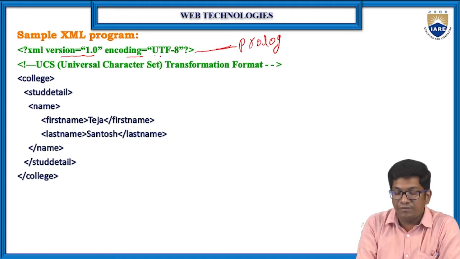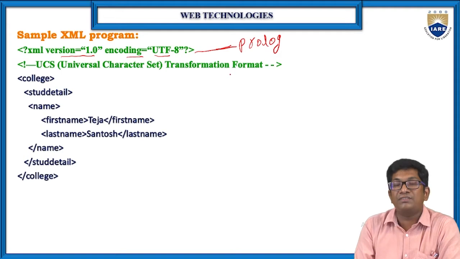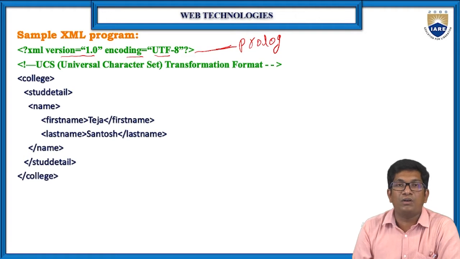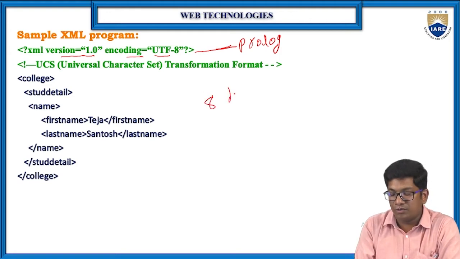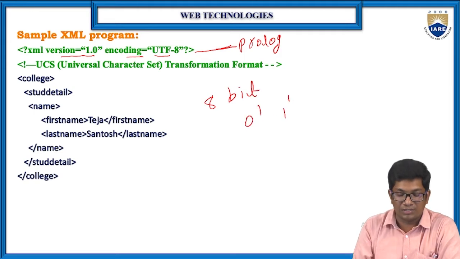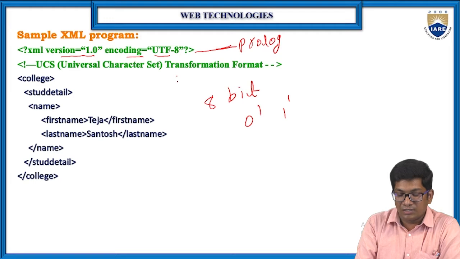So what is UTF? UCS Transformation Format. UCS means Universal Character Set. So the entire text you have written in the XML document is converted into 8-bit characters, that is zeros and ones. So that is the prologue you have to write on the first line.